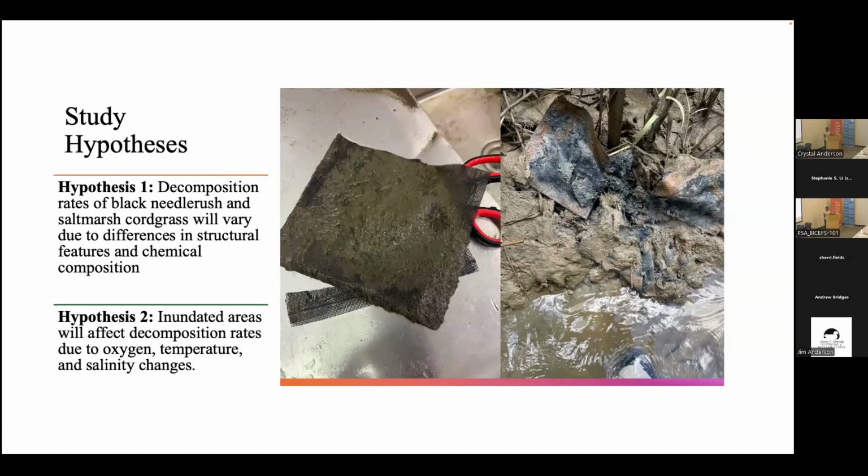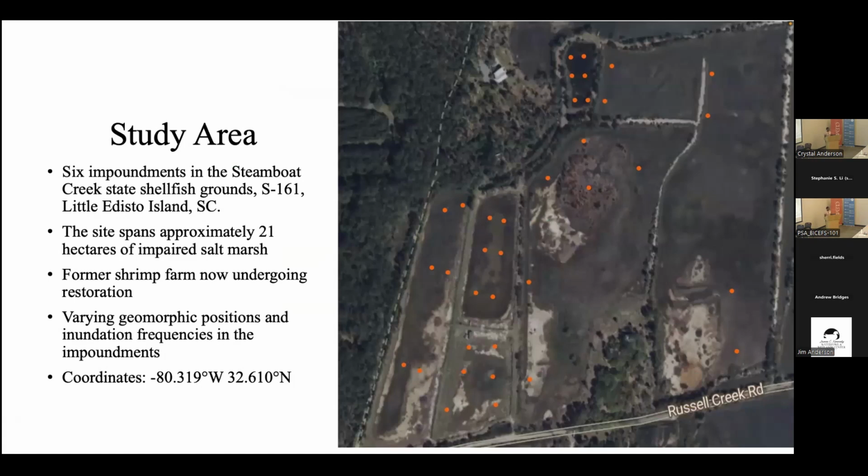My hypotheses are: first, decomposition rates of black needle rush and salt marsh cordgrass will vary due to differences in structural features and chemical composition. If you don't have an idea what these are, I have pictures and you'll see what I'm talking about. Second, the inundated area will affect decomposition rate due to oxygen, temperature, and salinity changes.